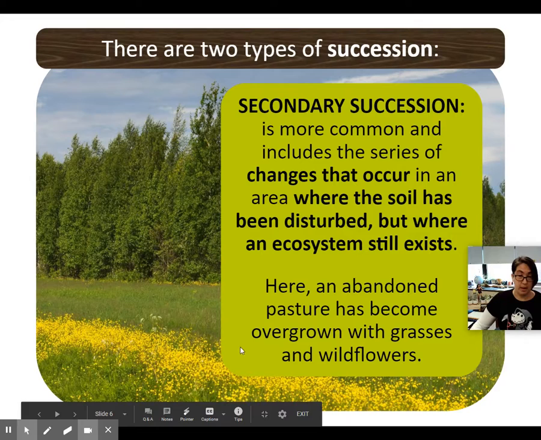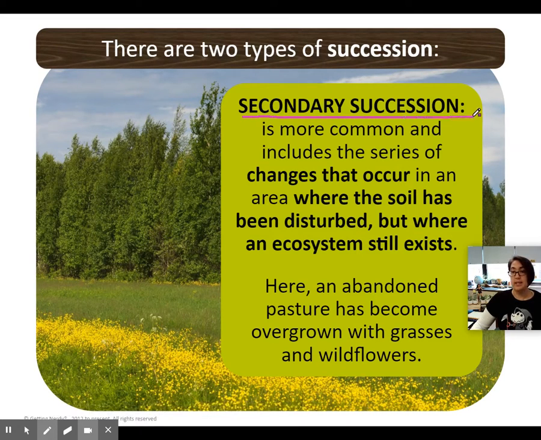The second type of succession is called secondary succession. And this is a much more common type of succession. And it includes a series of changes that occur where there has been a disturbance, but there's still an ecosystem. So we're not starting from scratch. We're just changing an ecosystem that's already there. So for example, this is a pasture. So a place where someone had probably cows or other livestock grazing. And now that the grazing animals have left, it's become a meadow. It's been overgrown with grasses and wildflowers.